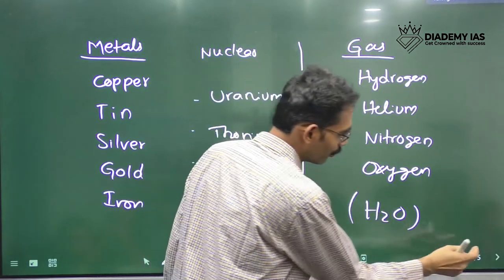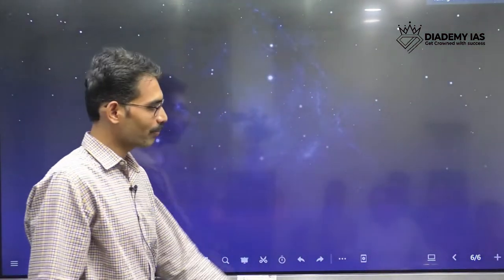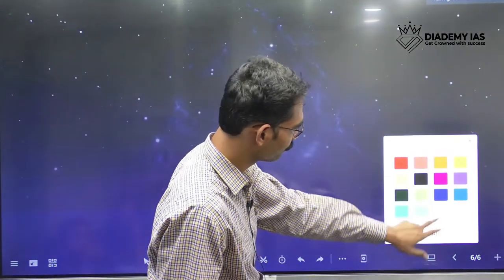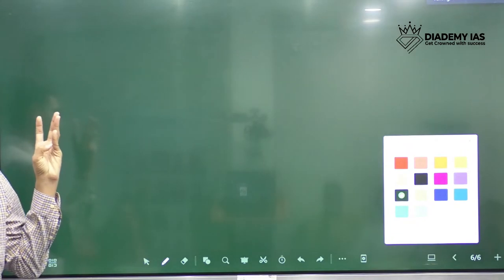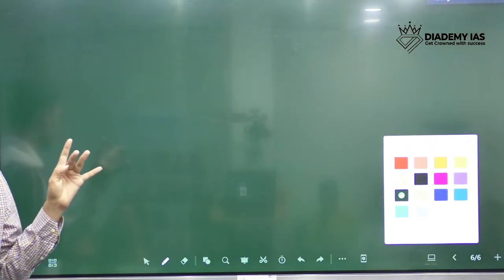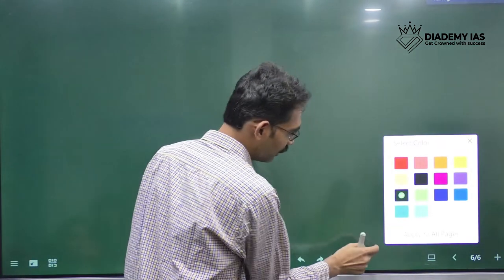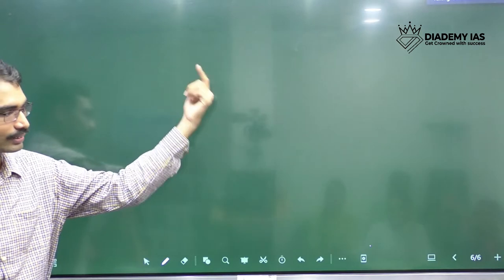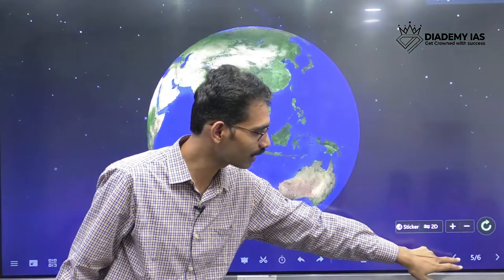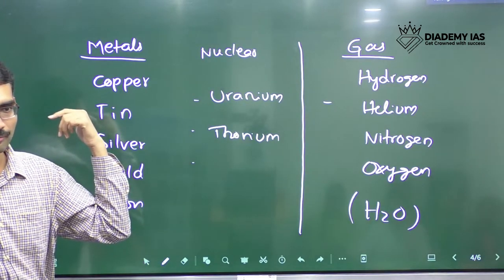Now, what are the four fundamental forces of nature? Do you remember the four fundamental forces? Gravitational, nuclear strong, nuclear weak, electromagnetic. So these are the four important forces. These four important forces are converting gas into these different types of minerals, gases and elements.